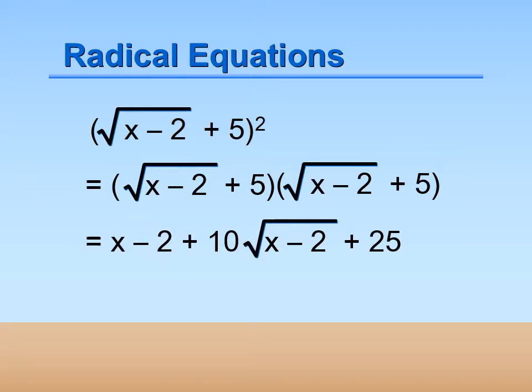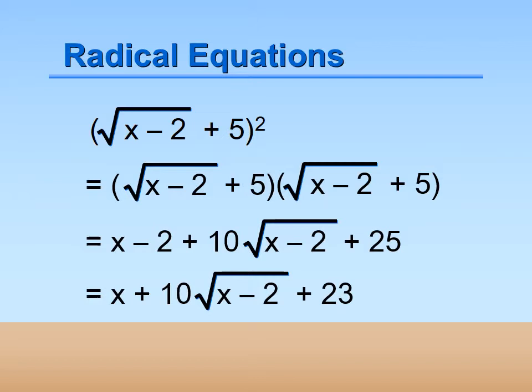Then in the top right-hand box, we get 5 times the square root of x minus 2, which is 5 square roots of x minus 2. In the bottom left-hand box, we get 5 times the square root of x minus 2 again, so again we have 5 square roots of x minus 2. And in the bottom right-hand corner of your box, you have 5 times 5, which is 25. When you combine like terms, 5 square roots of x minus 2 plus 5 square roots of x minus 2, you get 10 square roots of x minus 2. And then, of course, you have the 25. You can do some more combining because you have this minus 2 here and this 25 here. So minus 2 plus 25 leaves you with 23.